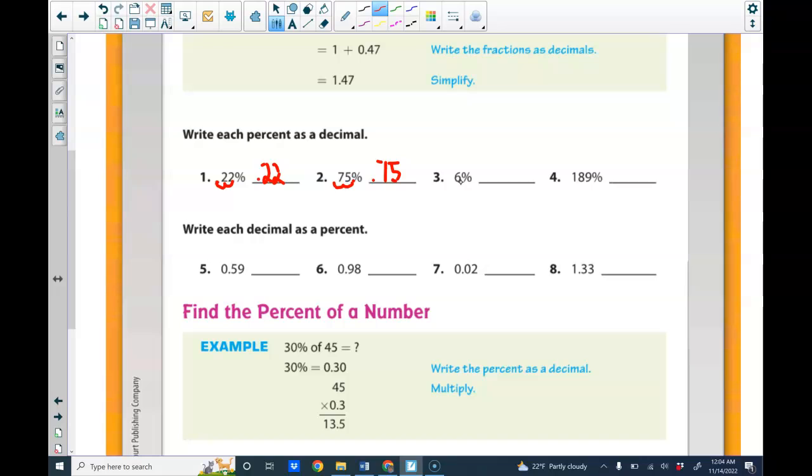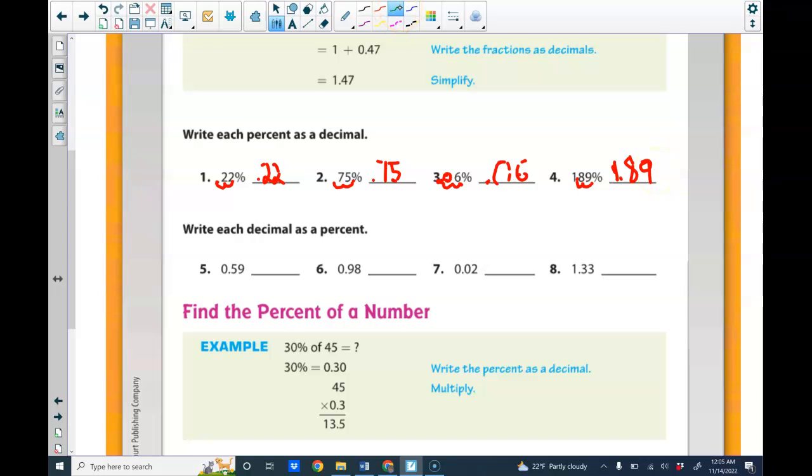These are where it gets kind of tricky, with 3 and 4, because you think it would just be 0.6, but remember we have to move it 2 spots to the left, so 1, 2, so we have an empty spot there, and we put a 0 in there. So 6% becomes 0.06. And then when we get to 189%, remember this is over 100%. So when I move the decimal 2 spots to the left, we get 1.89. So you're going to have a 1 in front of that decimal instead of the usual 0.